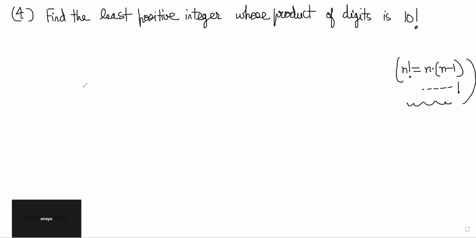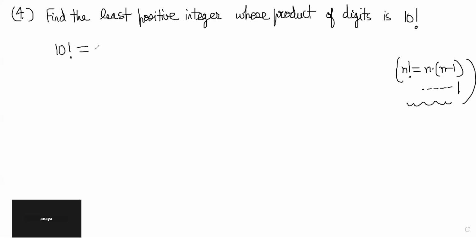Well, 10 factorial is 10 times 9 times 8 times 7 times 6 times 5 times 4 times 3 times 2 times 1. And you can rewrite 3 times 2 times 1 as 6. And then you can rewrite 10 as 5 times 2. So then you could write a number like 2, 4, 5, 5, 6, 6, 7, 8, 9. And that would multiply.